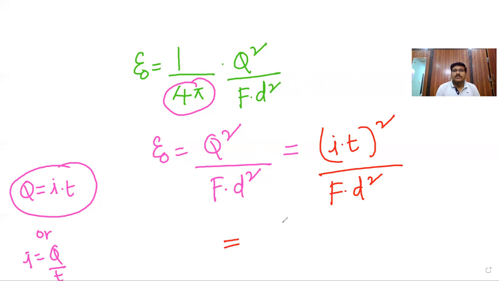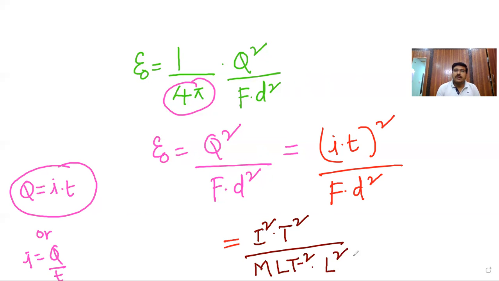Clear? Now I am simplifying this. I square, I'm putting the dimensions, units. So I square T square by force. What is the dimension formula of force? MLT minus 2. What is the dimension formula of D? D is length, so D square is L square.